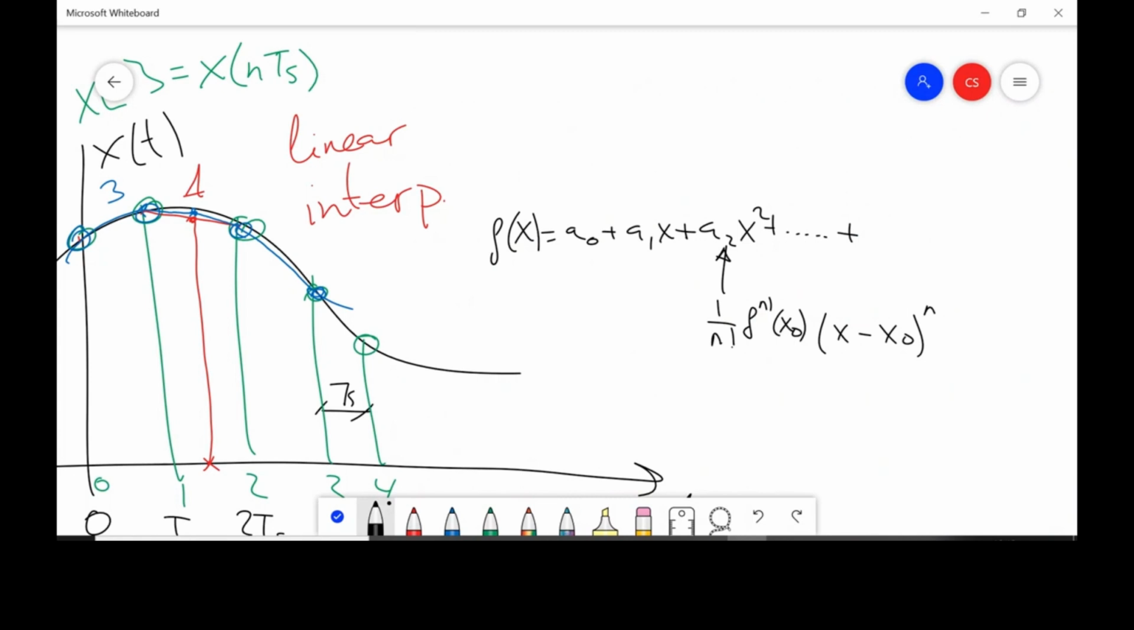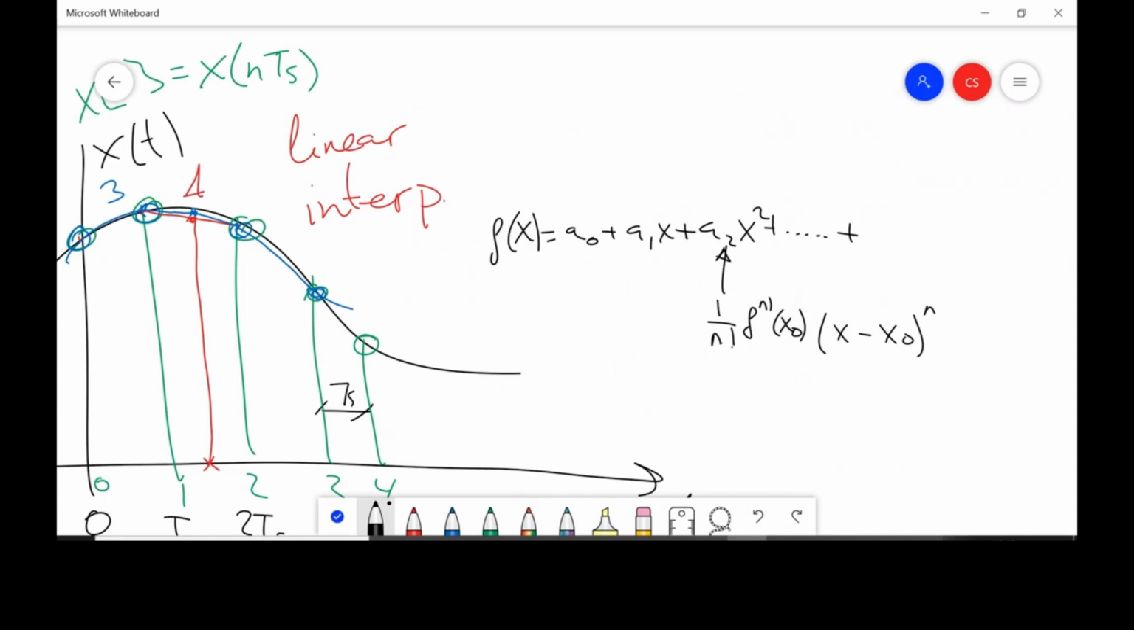So that is the Taylor expansion. Actually, if I take an infinite degree, I get exactly the same black curve. So by increasing the polynomial degree, I get closer and closer to it.